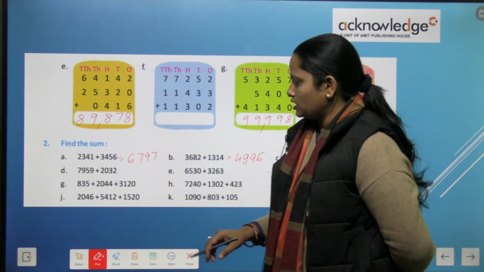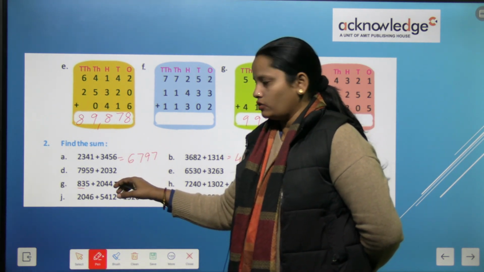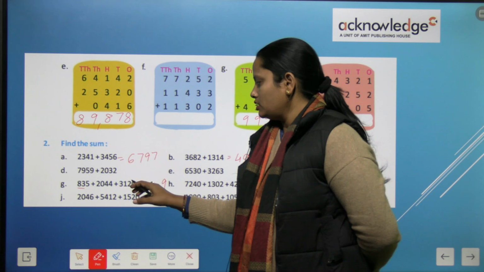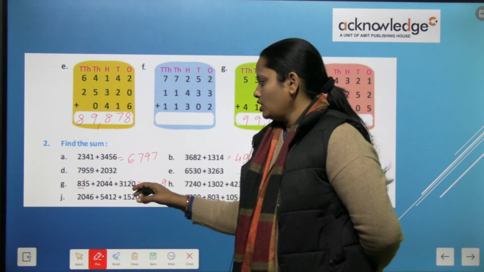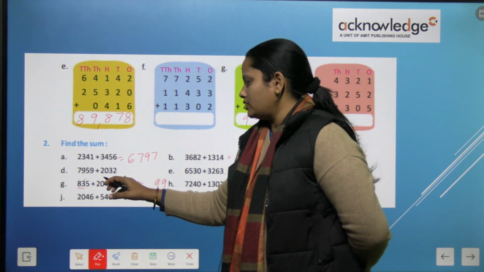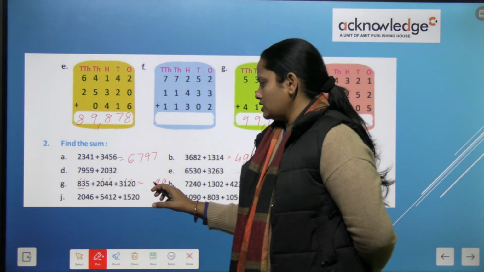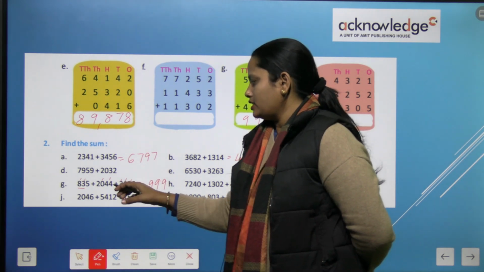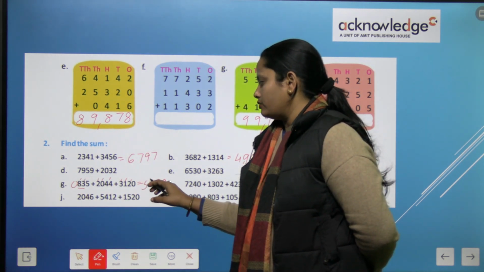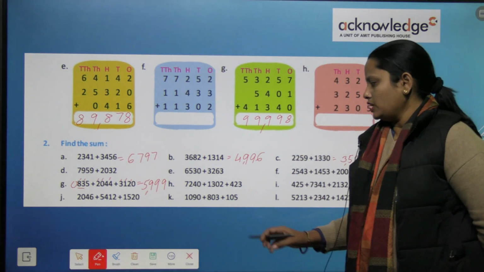Now let's do this G part. Here we have to add these three numbers. So it has only three digits. So let's start adding. 0 plus 4 is 4, and 4 plus 5 is 9. Next, let's add this tens digit. 2 plus 4 is 6, and 6 plus 3 is 9 again. Now let's add this hundreds digit. 1 plus 0 is 1, and 1 plus 8 is 9 again. 3 plus 2 is 5, and here no number is there, so it will be 5. So here the answer is 5,999.